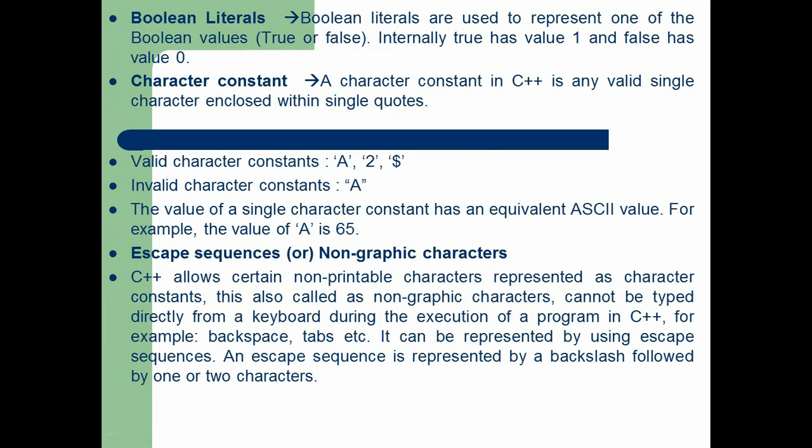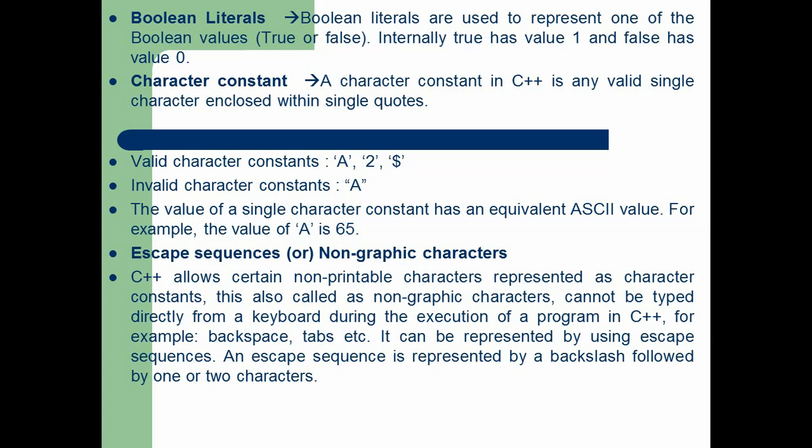Of course, we also discussed this Boolean literal in chapter number 2 as Boolean algebra, where only true or false values are accepted and processed. In the same way, Boolean literals also accept either true or false. Internally, true has value 1 and false has value 0, which we know. So the next constant is character constant.